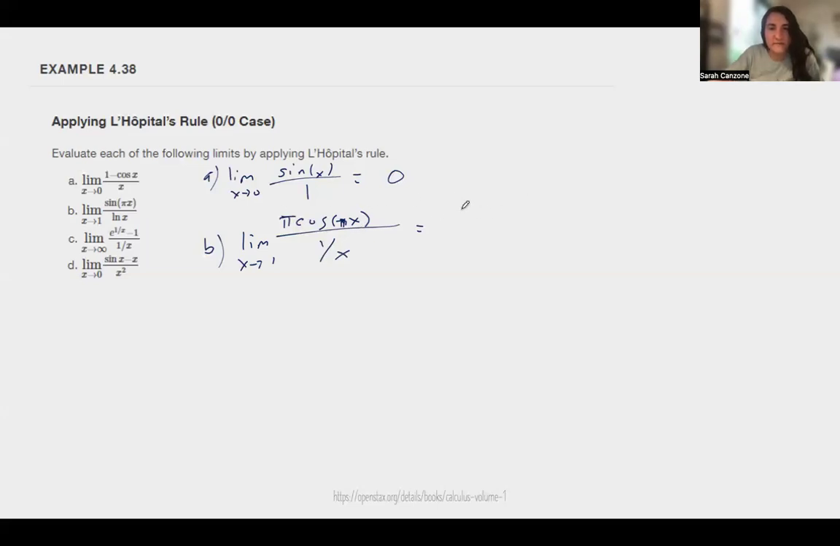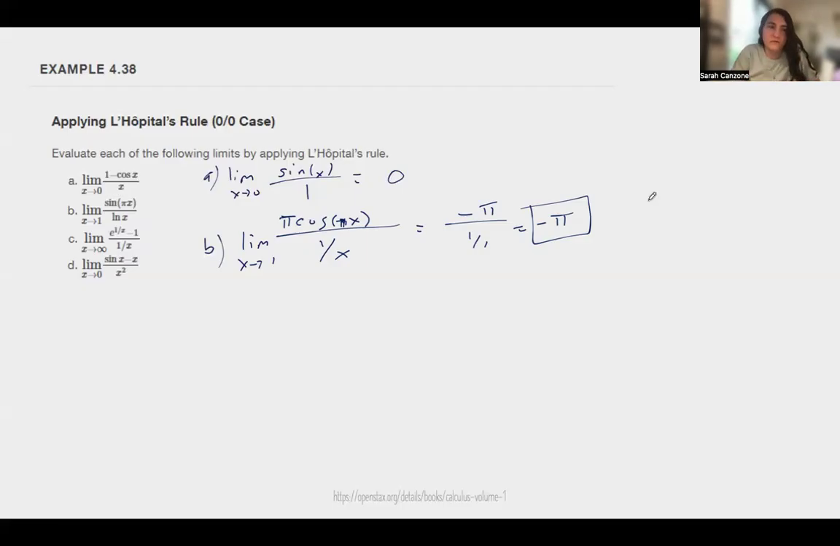So this is pi times negative 1, which is negative pi, over 1 over 1, which is just negative pi. So we do, in fact, get an answer. So you notice how this gives us so much more freedom when it comes to solving our limits.